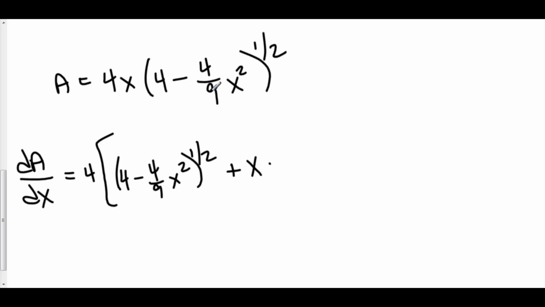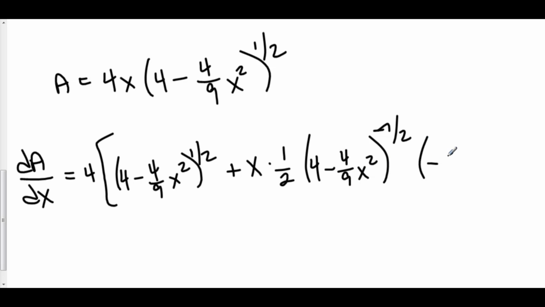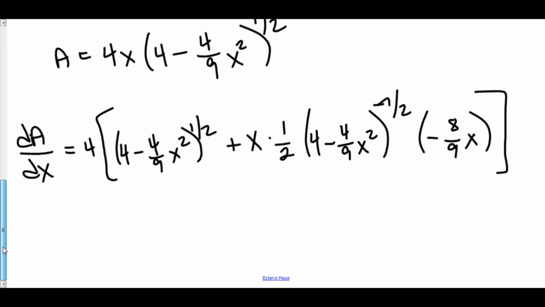Here we have stuff to the 1/2. The derivative of stuff to the 1/2 is 1/2 stuff to the negative 1/2 times the derivative of the stuff. And the derivative of 4 is 0, and the derivative of negative 4 over 9 x squared is negative 8 over 9 x. That is messy. Let's keep going.